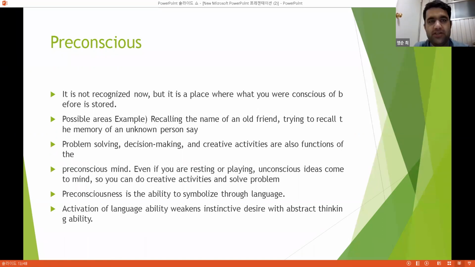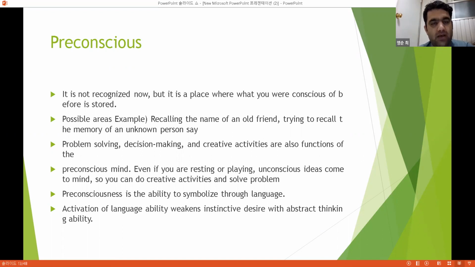And what is the preconscious situation? It is a place where you were conscious, but before it was restored. The preconscious is the situation which is before consciousness, right? Examples of this area are recalling the name of an old friend, or trying to recall the memory of an unknown person. Say a person said something, and you are recalling it, right?